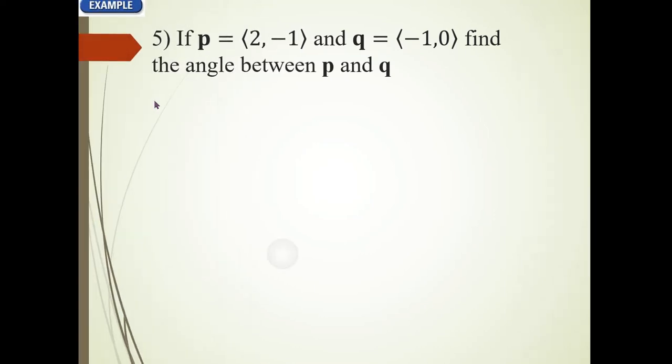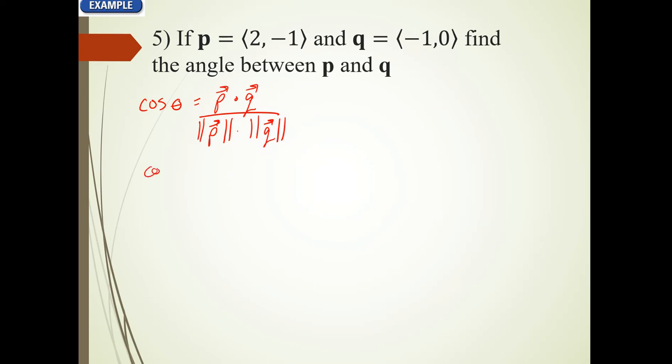So I'm going to write down the formula first. We have cosine of theta is going to be vector p dot vector q divided by the magnitude of vector p times the magnitude of vector q. All the notation can get kind of messy.